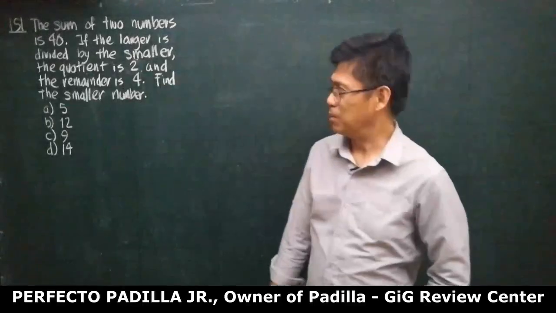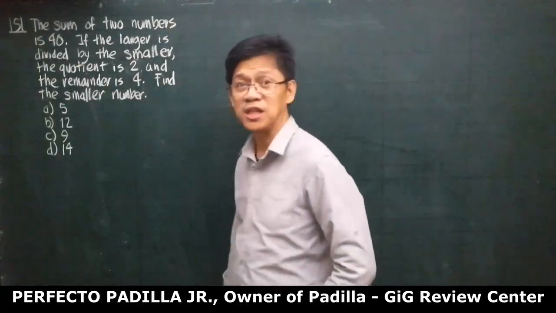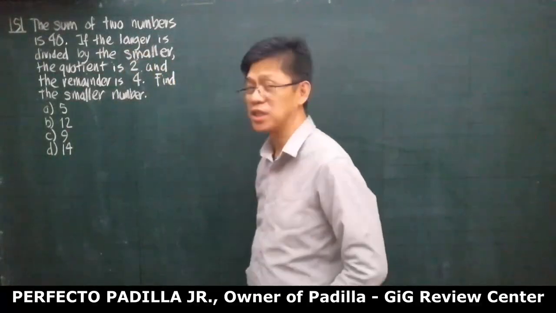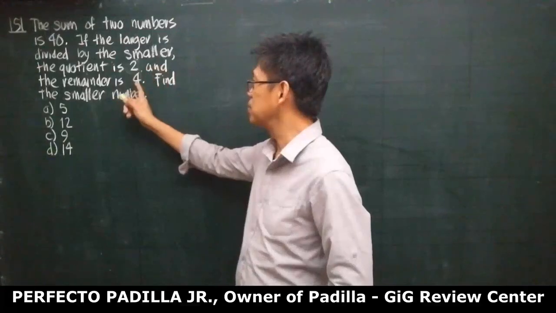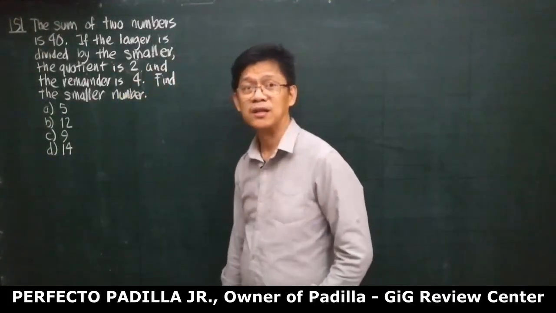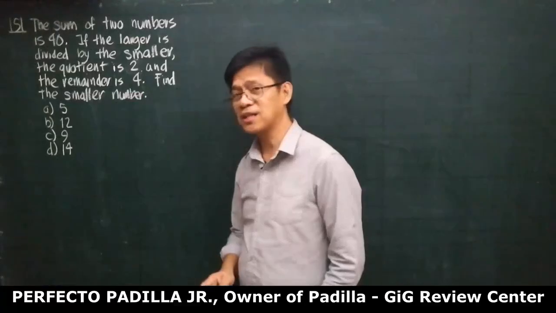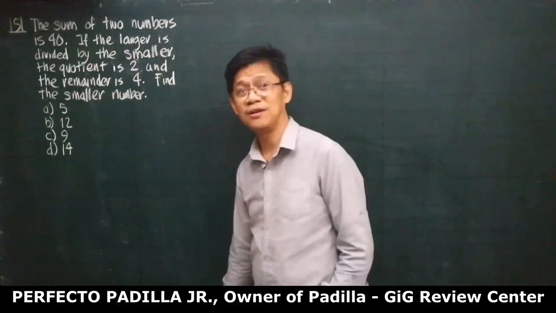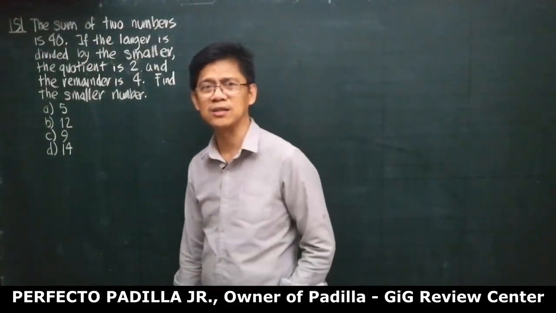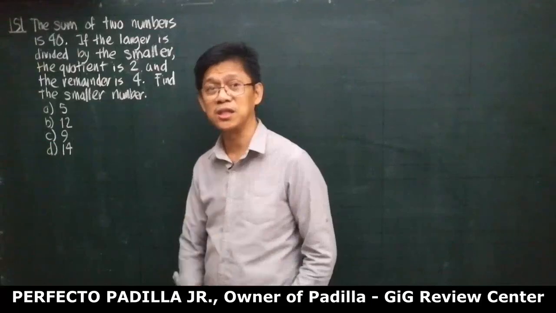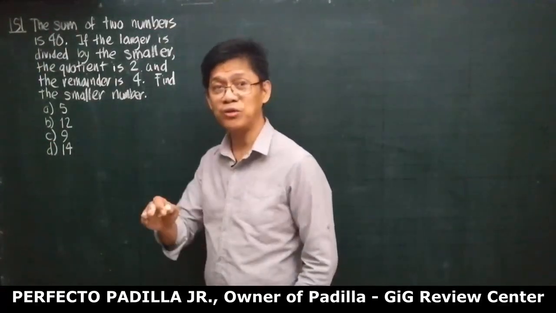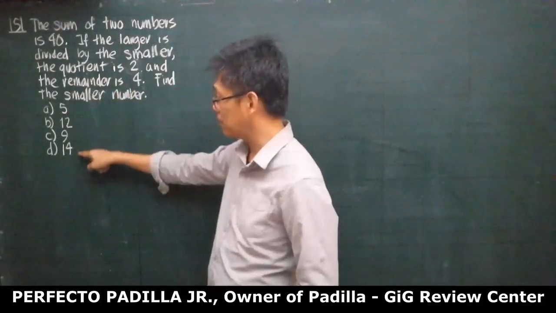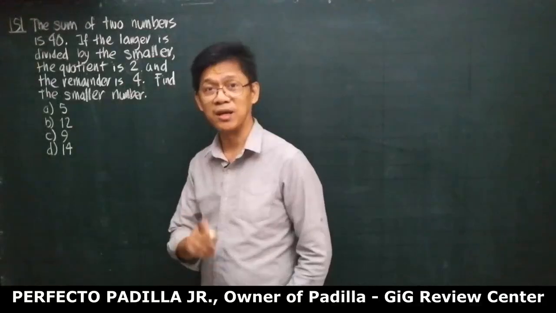Look at this number problem. The sum of two numbers is 40. And if the larger is divided by the smaller, the quotient is 2 and the remainder is 4. Find the smaller number. Basta ang tinatanong is number, then the solution is simply substitution. No? Hindi mo kailangan yung mga technicalities or technical solution that you can see sa mga libro. All you need to do is substitute. Since what is missing is the smaller number, one of this is the correct number.